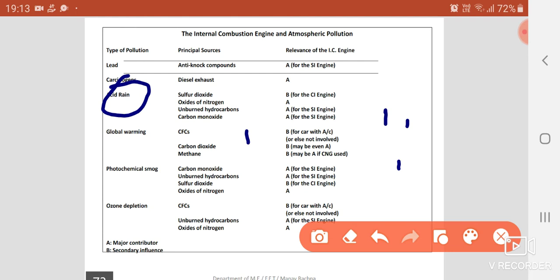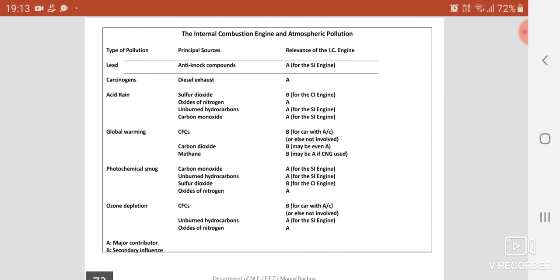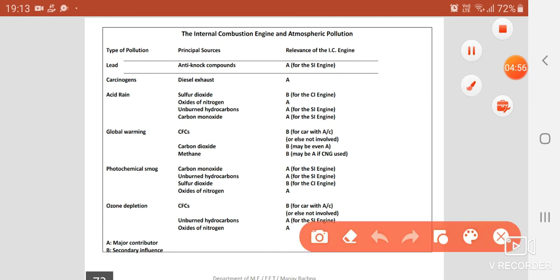Other than that, then comes global warming. Which are causing global warming? Number one, you can see I am now putting the global warming into the picture. This is global warming. You can see number one is CFCs. CFCs are major causes of global warming. Now, how do CFCs cause global warming?